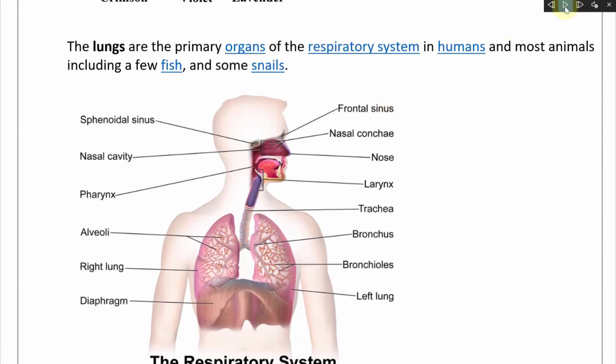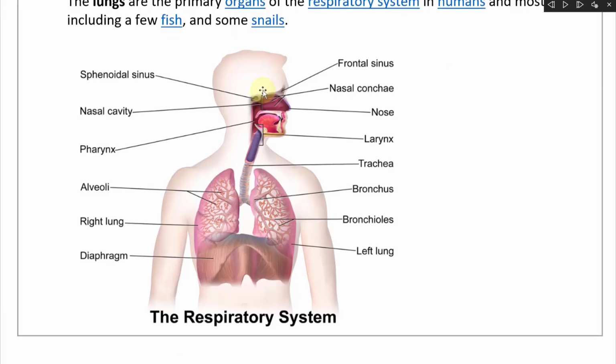We'll see the pronunciation again on this. Respiratory system in humans and most animals, including a few fish and some snails. So you have the respiratory system right here. This is the diaphragm, and there are the lungs, left lung and right lung, and there are the bronchioles, that's a super tiny setup over there. There's a bronchus, and you have the alveoli over here. The alveoli are those super tiny ones.